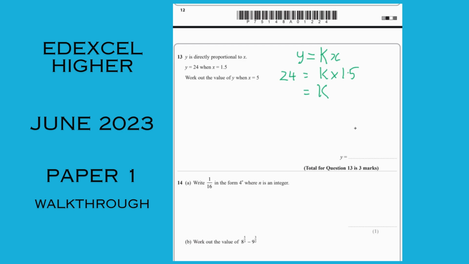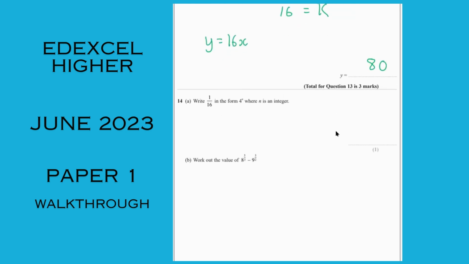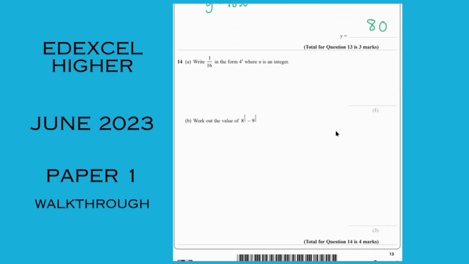So a little bit of educated guesswork. So we need a number that when we multiply it by 1.5, we get 24. So it's going to be 16. Because 16 times 1.5 means add on half. There you go. So we've got the formula y equals 16x. Work out y when x is 5. 16 fives, 80. There we go.